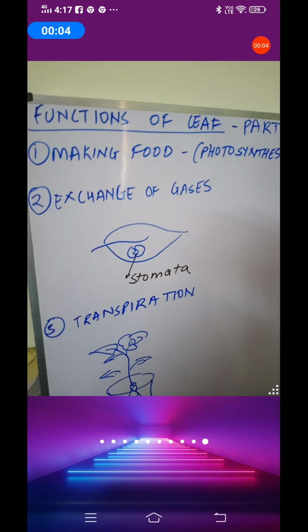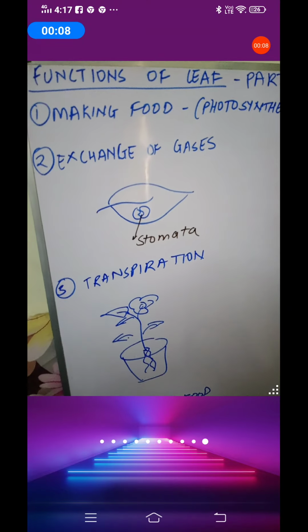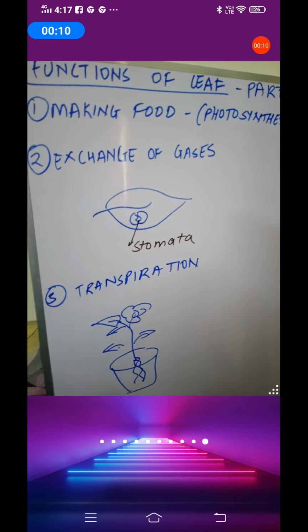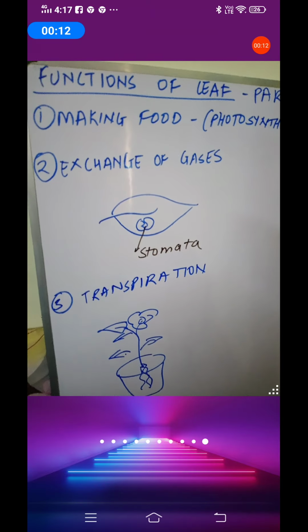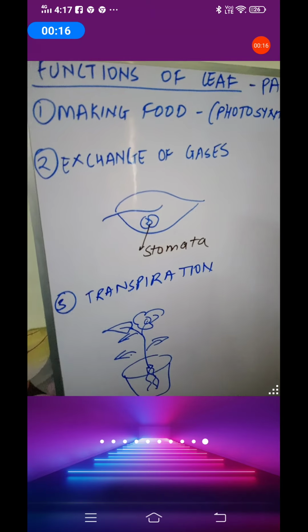Alright students, in the previous video we were discussing the functions of the leaf, and I explained to you making food. The first, primary function of the leaf is that it is the kitchen of the plant. It is in the leaf where the food is being prepared, and this process of making food is called photosynthesis. So now I am going to discuss the second function of the leaf, which is exchange of gases.